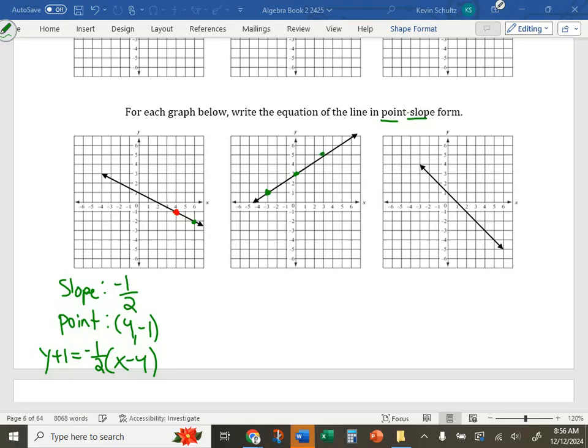For the ordered pair that you pick here, don't do the y-intercept, because then that's just slope-intercept form. Pick a different one. What about an x-intercept? You can use an x-intercept. That's okay. Just not the y-intercept.